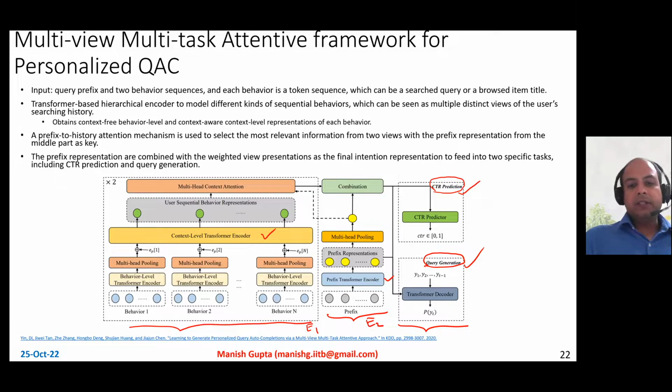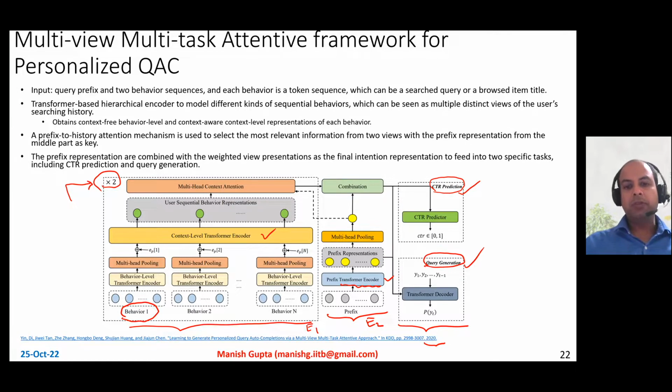So the encoding of the prefix is pretty simple. You basically use a transformer encoder to encode that. On the other side, the user behavior can be encoded using multiple encoders depending on different kinds of behaviors that might be measured for this user. For example, there are two particular behaviors that these folks have encoded. One of them is the previous queries in the session history, and second is the browsing history of the user.